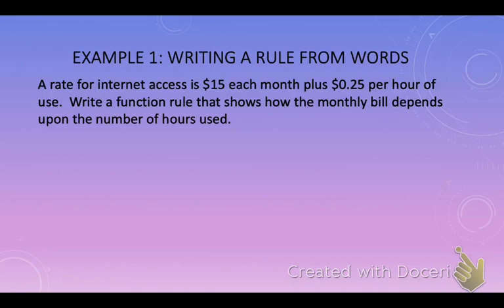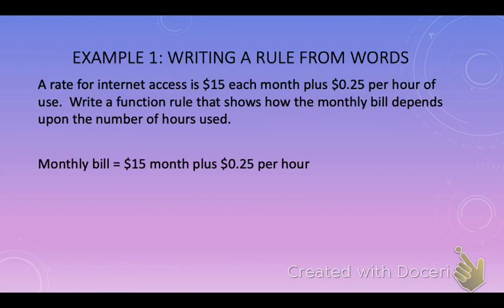So we're looking at a rate for internet access: $15 each month, plus, so right there's a keyword, 0.25 per hour. Again, the per hour is another hint. Write a function rule that shows how the monthly bill depends upon the number of hours used. So we know our monthly bill depends on our $15 a month plus 0.25 per hour.